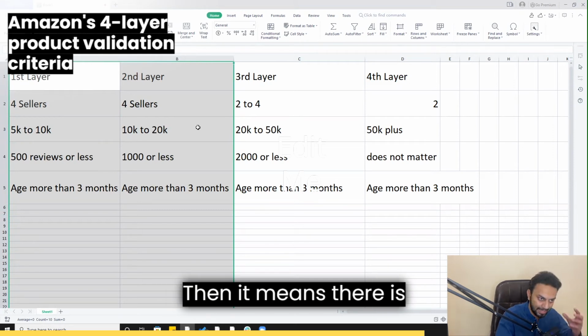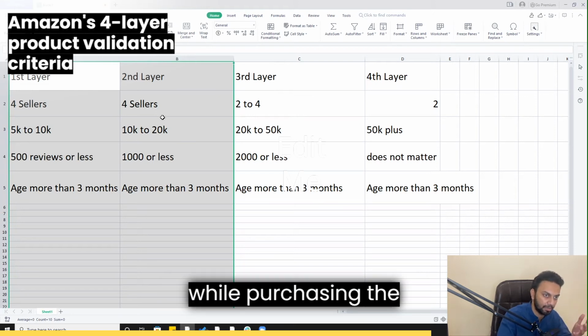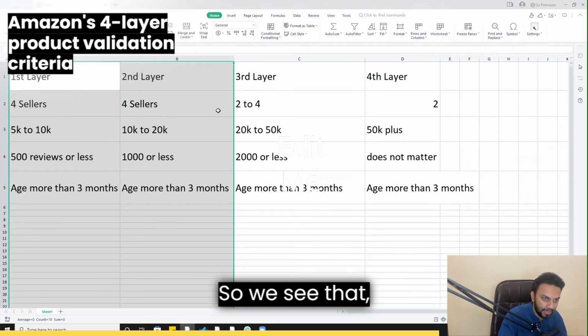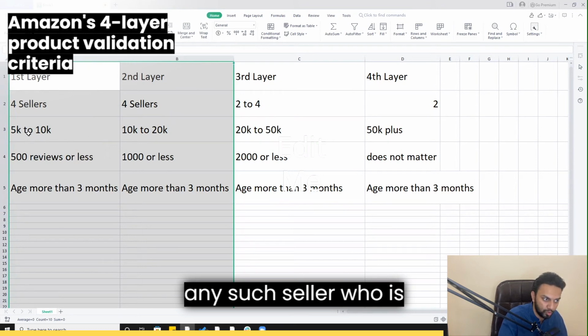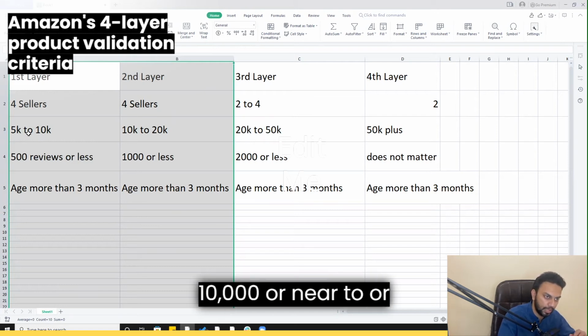Then it means there is a relationship, or a preference in the mind of buyers while purchasing the product regarding the review number of these sellers. It matters from a buyer's perspective. So we see that we are unable to find any seller doing our target revenue, let's say 10,000 or near to or more than that, with a small number of reviews.